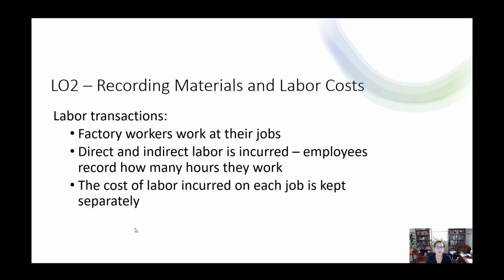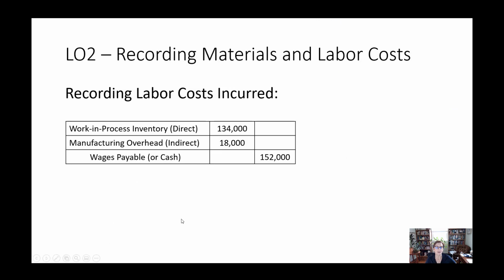And then the indirect laborers are people who work in the factory but not on the job. So maybe they're maintenance people or supervisors. Again, the cost is kept separately for each job. The journal entry looks very much like materials.